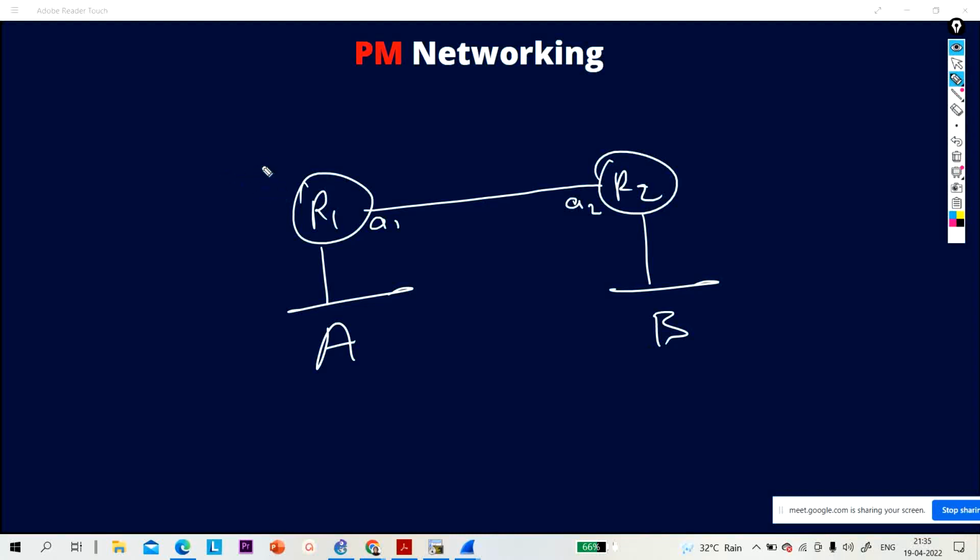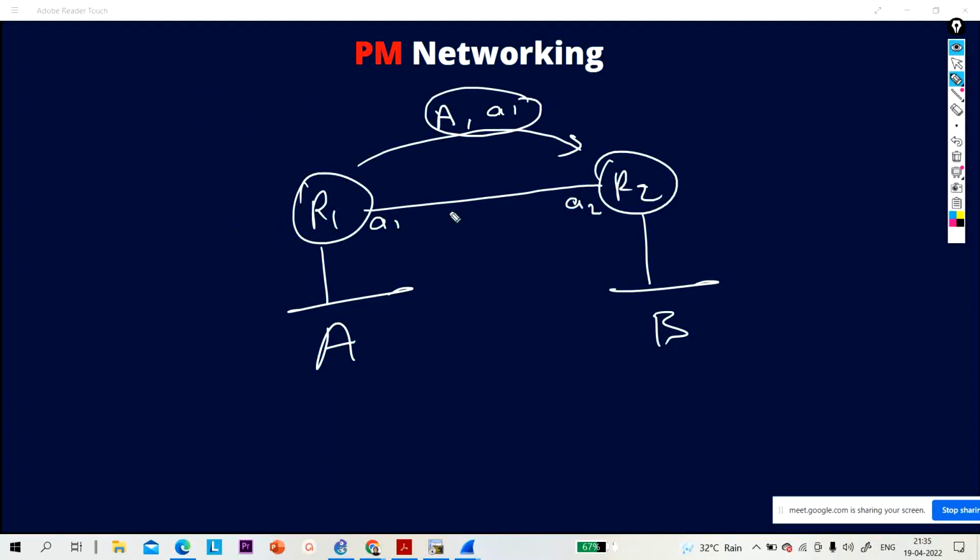When I configure a distance vector routing protocol, R1 will send the information of network A to R2, right? To R2, what will be the next hop? The next hop will be A1, right? And the number of hops will be 0. For R2, the number of hops, the hop count, will be 1, right? For network A, for R2 the hop count will be 1.